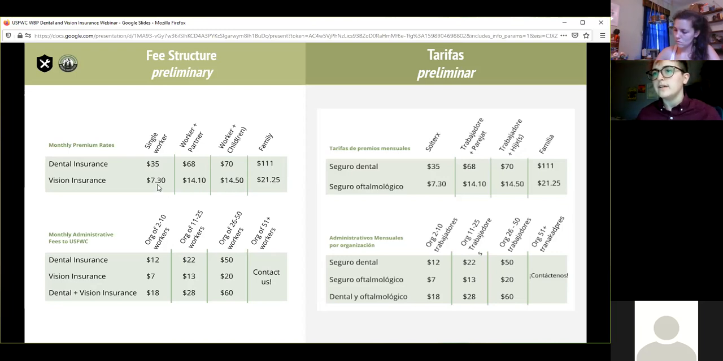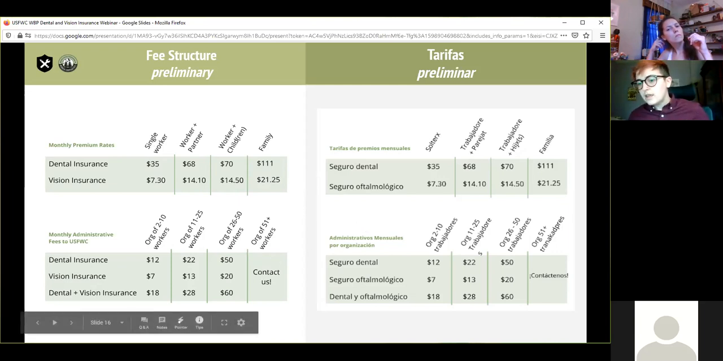And so each month you'll get the dental or vision or both premiums for each worker, or worker and partner, or worker and children, or family, and those are the four different rates for those configurations, same as we've had before. And then in addition, each month we bill a monthly administrative fee based on the number of workers in an organization. This will also go out to everybody after.